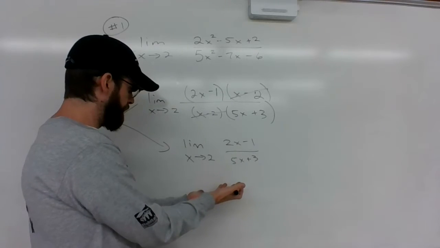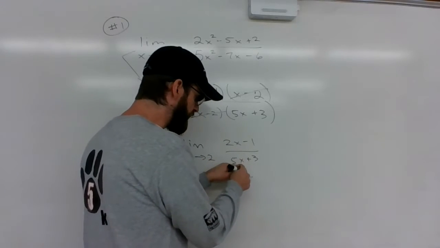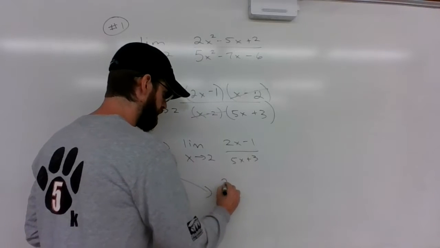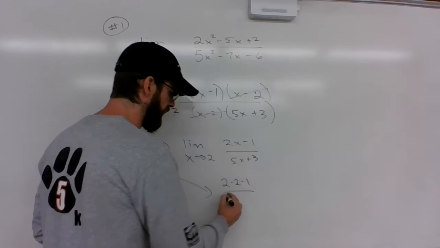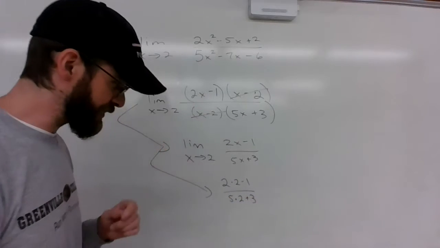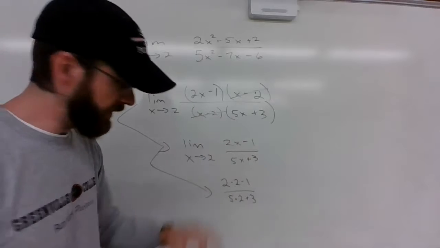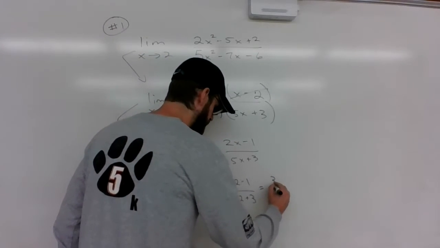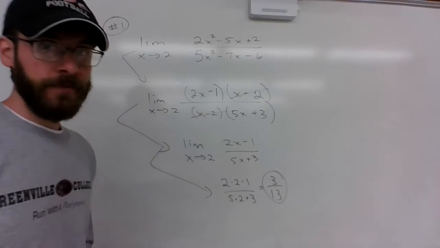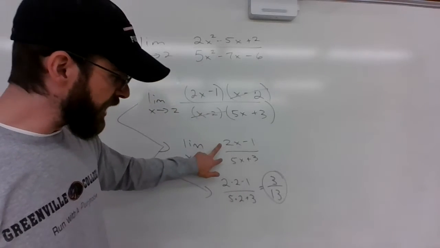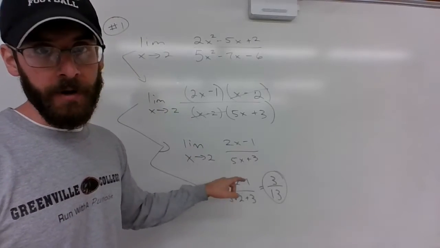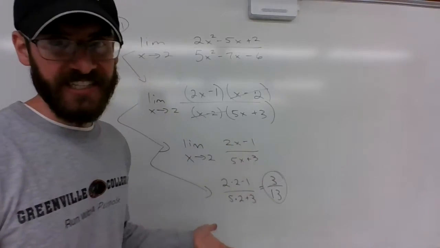It's all good now. 2 on the bottom would be 10 plus 3, 13. So it's 2 times 2 minus 1 on top, 5 times 2 plus 3 on the bottom, and that's 4 minus 1, 3, and then 10 plus 3 is 13. All right, so if we were to graph this thing, it would look like this rational function with a tiny hole at x equals 2, comma, y equals 3/13.